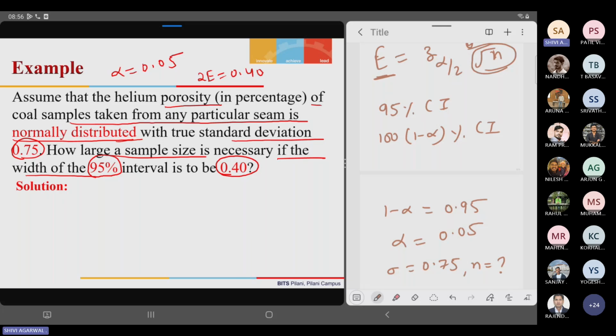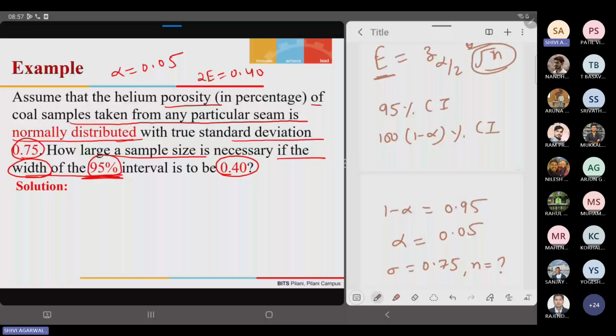Alpha by 2 is 0.025. Correct. E is the one-sided margin. Width is given, the complete width. So plus minus we are doing now. When sigma is known, then it is 30. If sigma is unknown, then it is 40. In one slide, we have mentioned clearly when we are using n greater than 30 and when n greater than 40. Alpha is coming from here, 95% confidence interval.